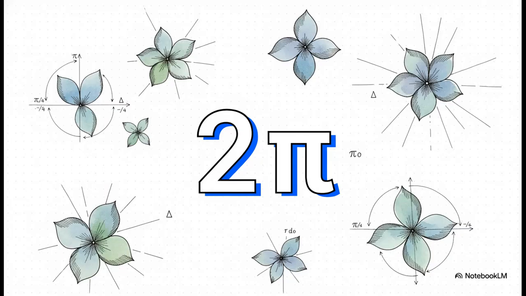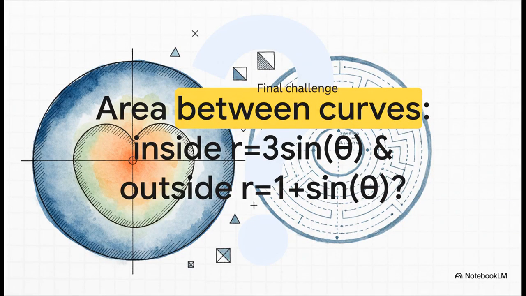So we use those new bounds in our integral from negative pi over 4 to pi over 4 and solve it. The result? The area of that one petal is 2 pi. See how that works? It's all about finding the right bounds to isolate the exact piece of the curve you care about. All right, you ready for the final boss?